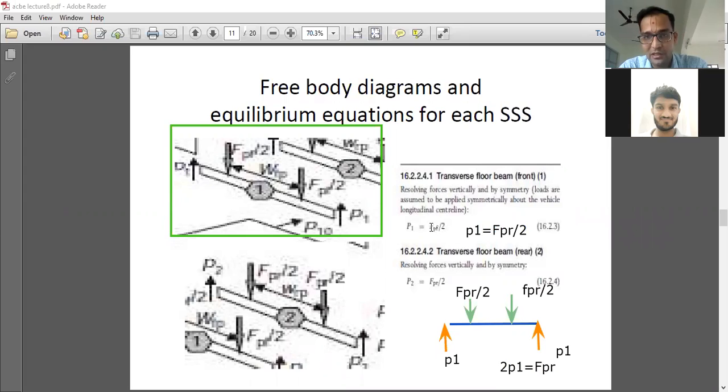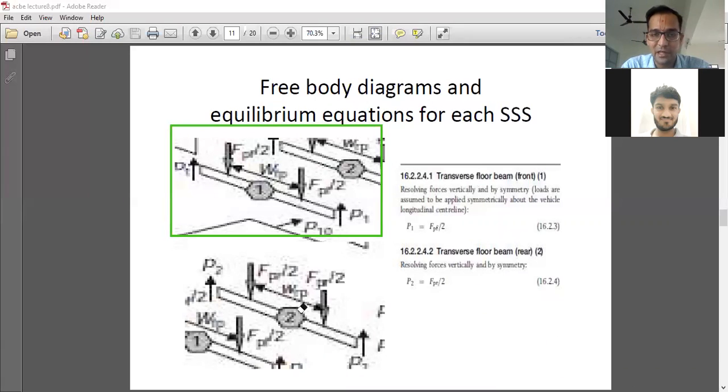You can see the equation is written like this: FPF divided by 2, that is front passenger's force, and I have written it FPR. There is no difference, just a designation difference. You can imagine the equation formulation. You can deal with the equation formulation. In a similar manner, we have the transverse floor beam rear loading condition. So you can go through the same observation to analyze the condition.